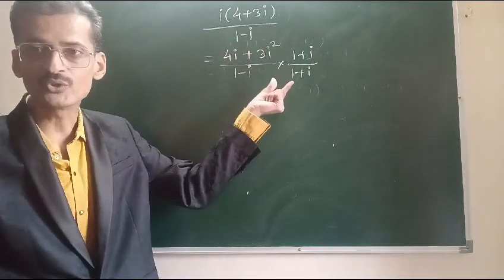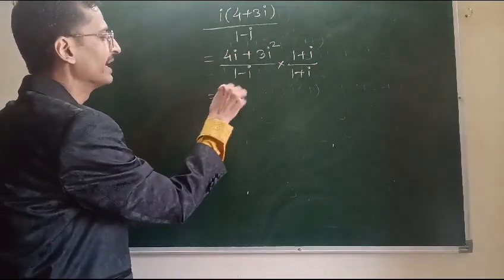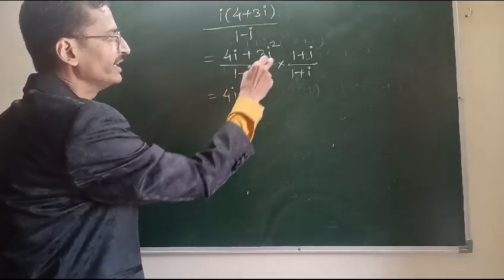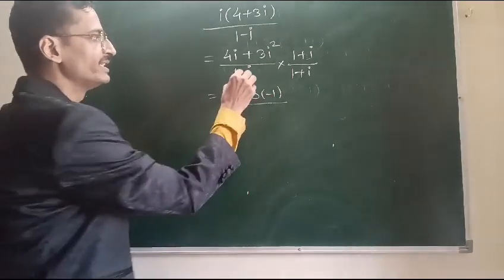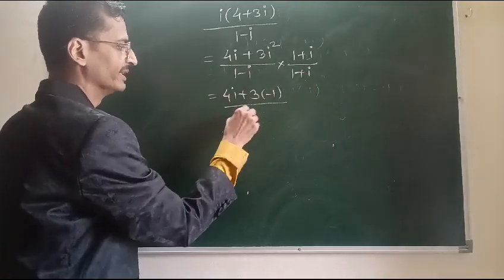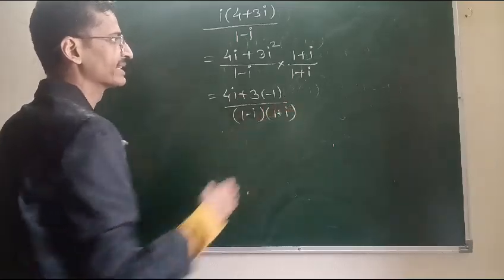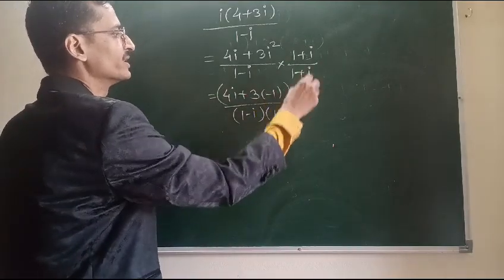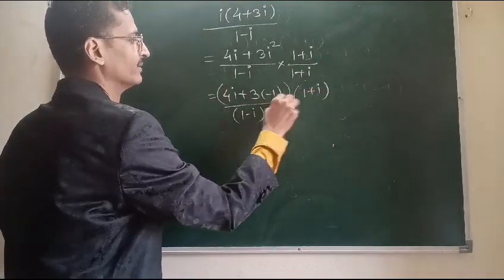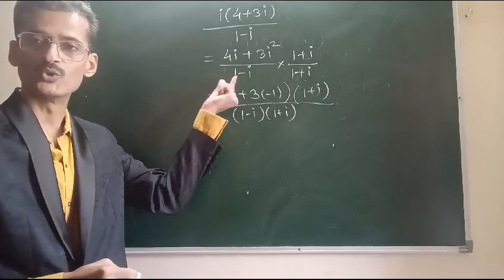Now why do we want the conjugate? Let us see that. First simplify this: 4i plus 3 into i square. i square is minus 1. Now this is (a minus b) into (a plus b). If you want, first write together 1 minus i into 1 plus i. Now this we can write in bracket into this 1 plus i. So now let us see why we want the conjugate of this.